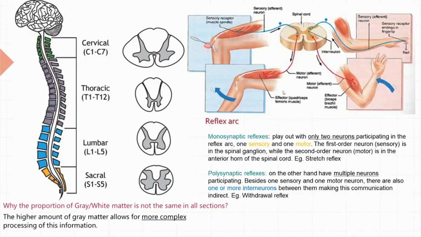A very good example of that is the withdrawal reflex. As you know, the withdrawal reflex happens when, for example, you are touching a flame, or the tip of a needle, and you directly take your hand off from this site of pain.